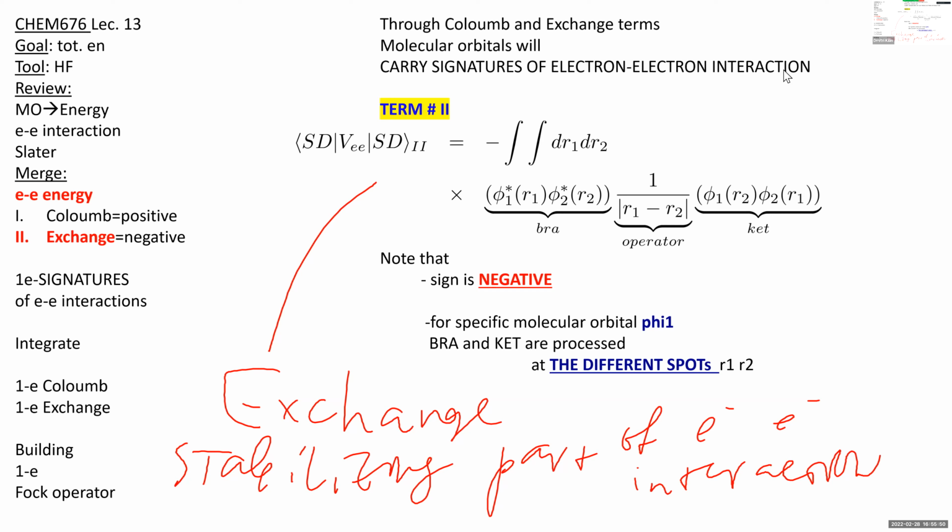And the previous term is positive. People call it Coulomb. The negative one, which is a really good one that makes our universe stable, not to break into pieces, is called exchange. Why? Because here we put the first electron on the second orbital and the second electron on the first orbital. We swap, we exchange electrons between orbitals.